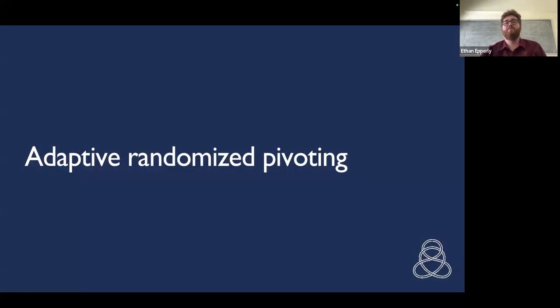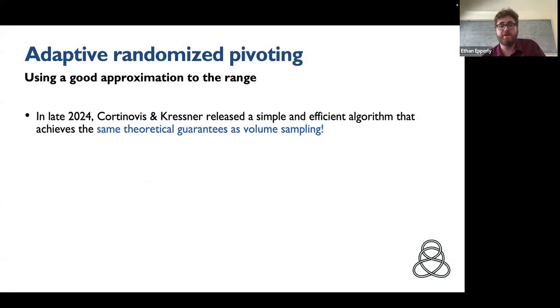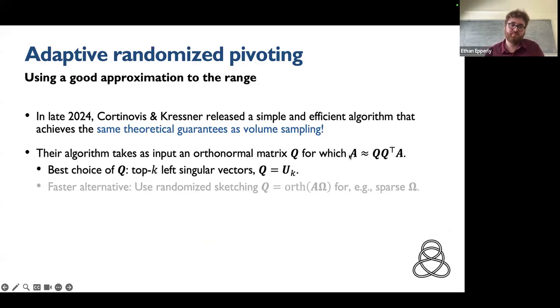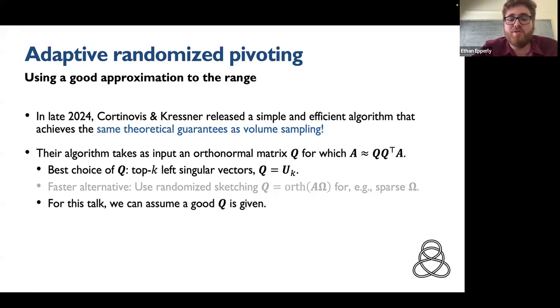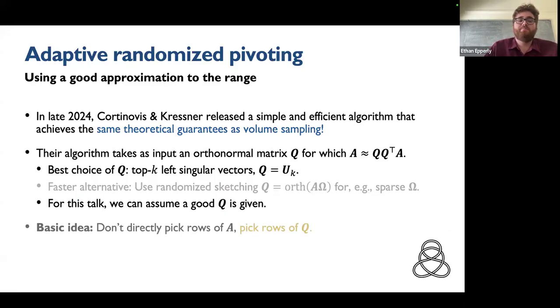And this leads me to adaptive randomized pivoting. This is an algorithm very recently proposed by Cortinovis and Kressner, which is a very simple and efficient algorithm that achieves the same theoretical guarantees as volume sampling. This algorithm is going to take as input an orthonormal matrix Q for which A is approximately QQ transpose A. The best choice of Q is the top K left singular vectors, UK, but there are also faster ways of getting your hands on Q that use sketching. For this talk, we're just going to assume a good Q is given and proceed from that assumption.